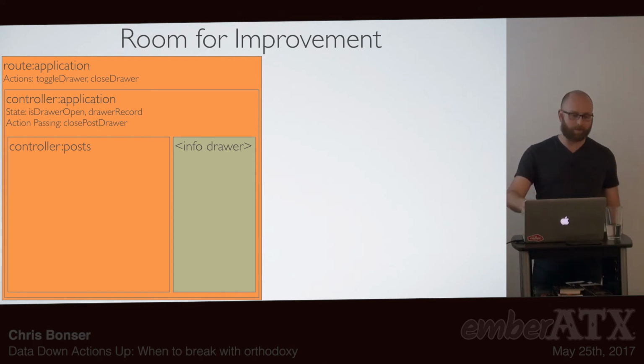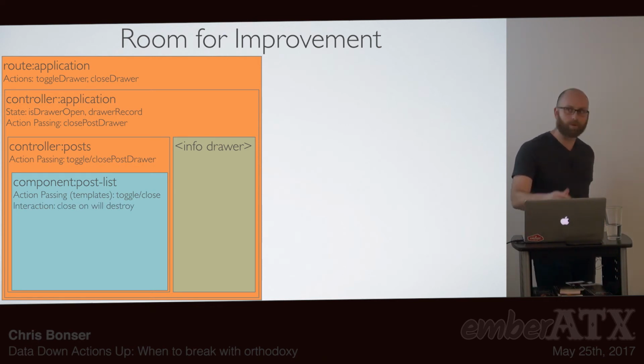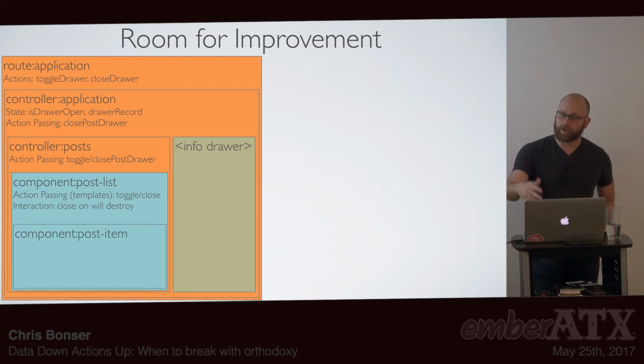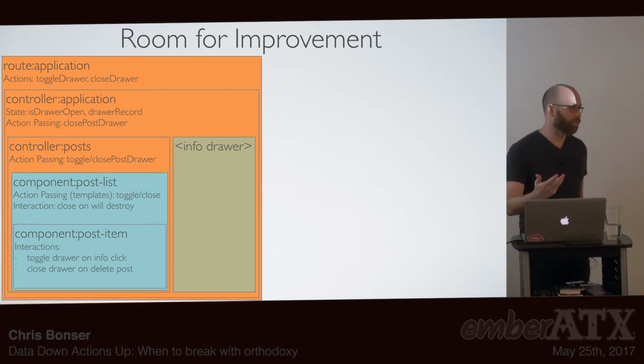But it also has an outlet in it that renders the nested routes. And I'll take the example of the post controller, but it also renders like the user route and the user's route. And so the post route is passing those actions around, and the post list component is passing actions inside its template around to pass it into the items. And then it has this interaction where it's got to know that it's got to close the drawer when it's destroyed. And then our post items have a bunch of interactions, right? Click an info button and it's got to toggle the drawer. And when you delete the post, it's got to know to close the drawer.